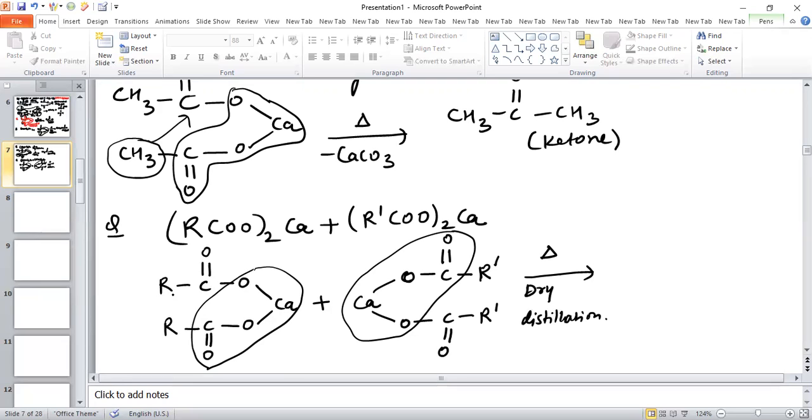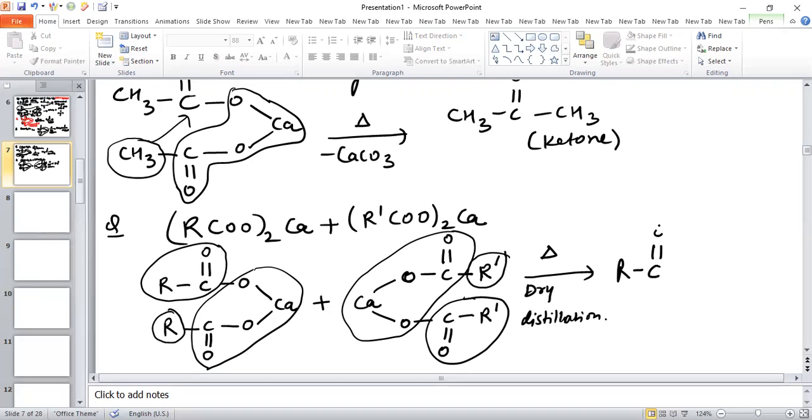This RCO will combine with this R dash. Also, this R will combine with this CO R dash. So the product obtained is same, which is RCOR dash. So ketone product is obtained. Ketone product is obtained after this dry distillation.